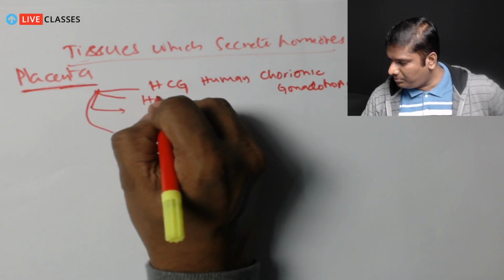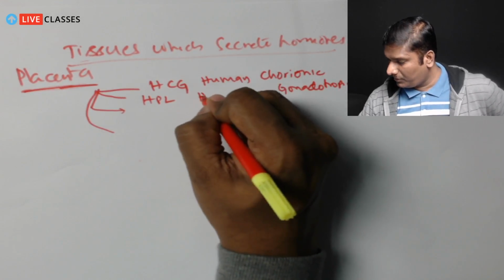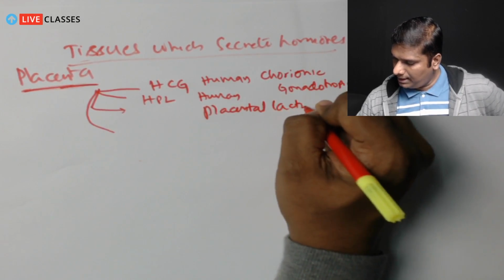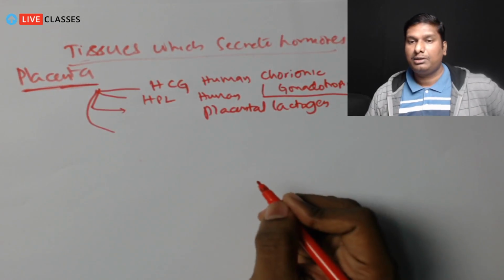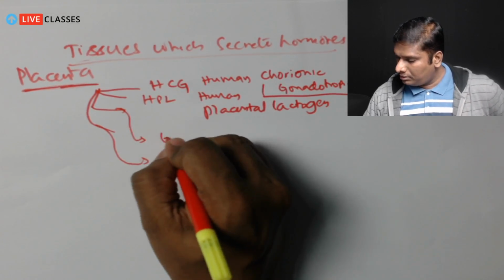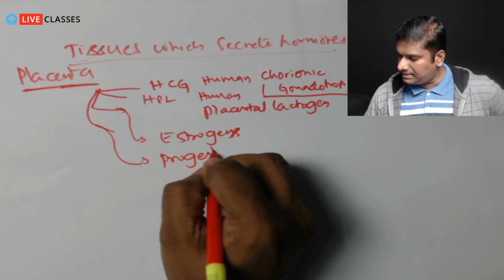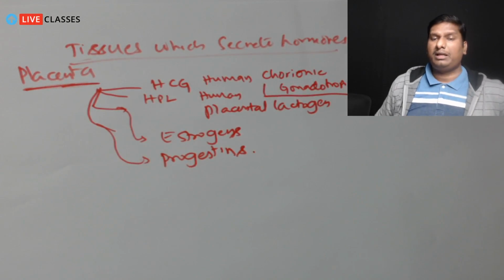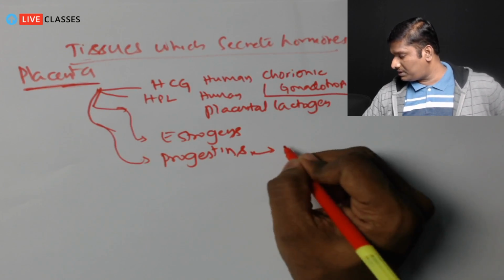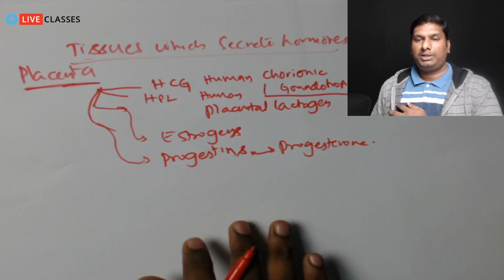Then you have HPL, human placental lactogen. Then you have the estrogens, which we already discussed. Then you have progestins. The reason why I'm writing progestins is there are various kinds of progestins which are produced, and particularly the one which is produced here is progesterone.